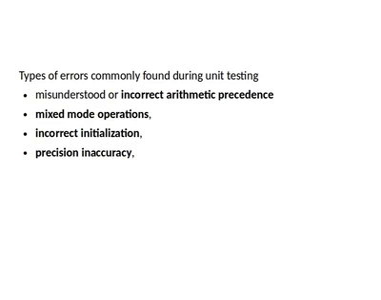Selective testing of execution paths is an essential task during the unit test. Test cases should be designed to uncover errors due to erroneous computations, incorrect comparison, or improper control flow. Types of errors commonly found during unit testing are misunderstood or incorrect arithmetic precedence, mixed mode operations, incorrect initialization, or precision inaccuracy.